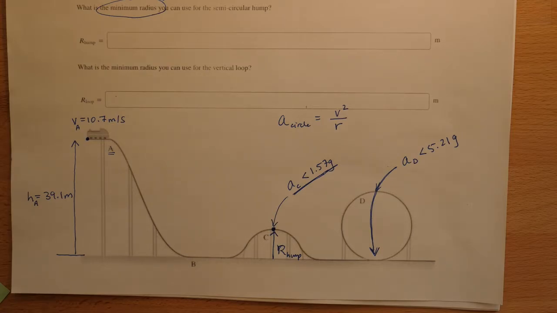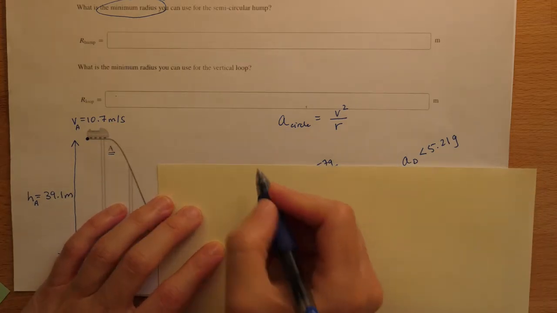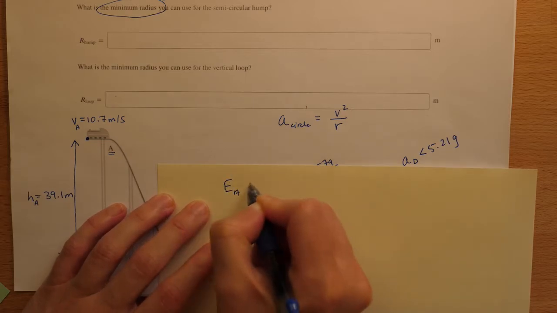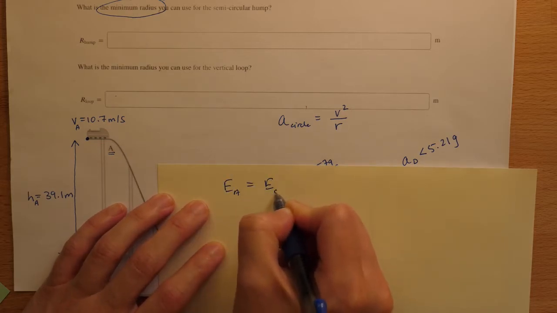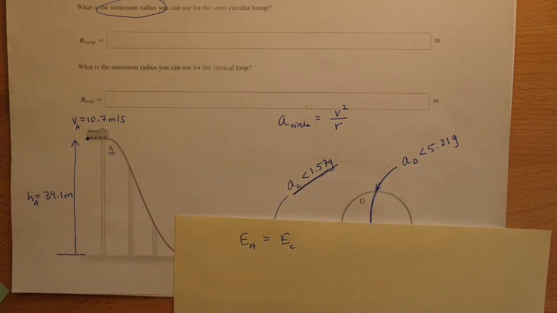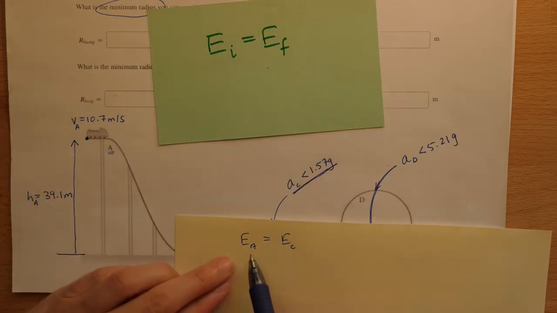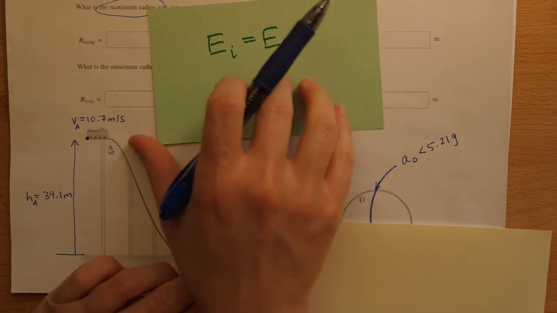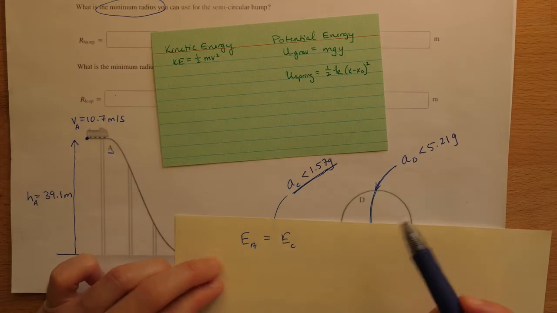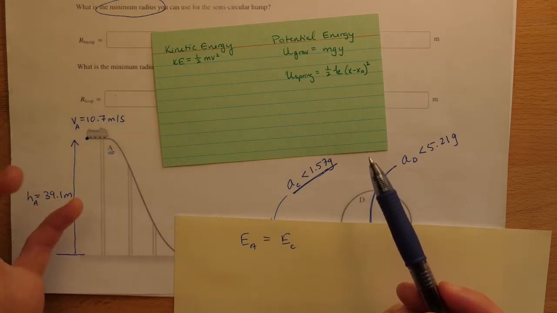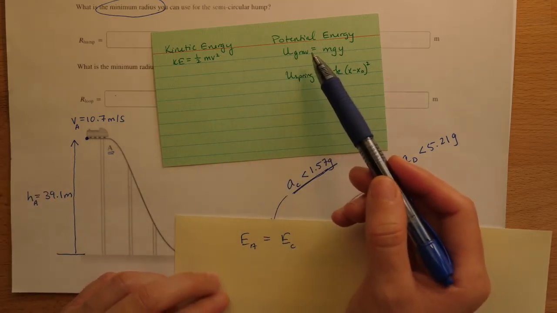Okay, so what does energy conservation say? Energy conservation says that the energy at point A is equal to the energy at point C. Okay, so let me get my energy conservation card. So E initial equals E final. So A is the initial and C is the final. Let's flip this over. So we've learned about 3 kinds of energy so far: kinetic energy and potential.